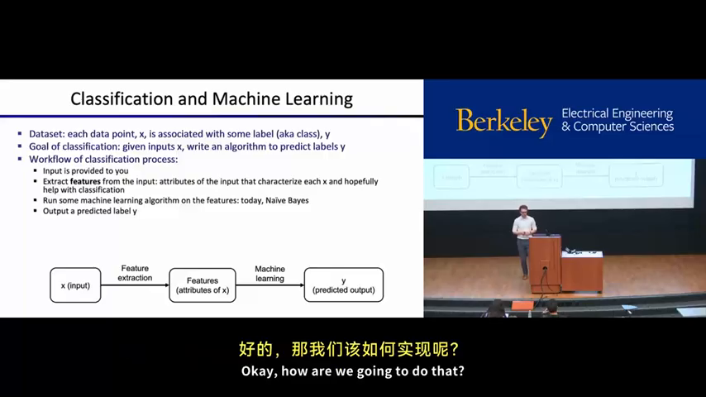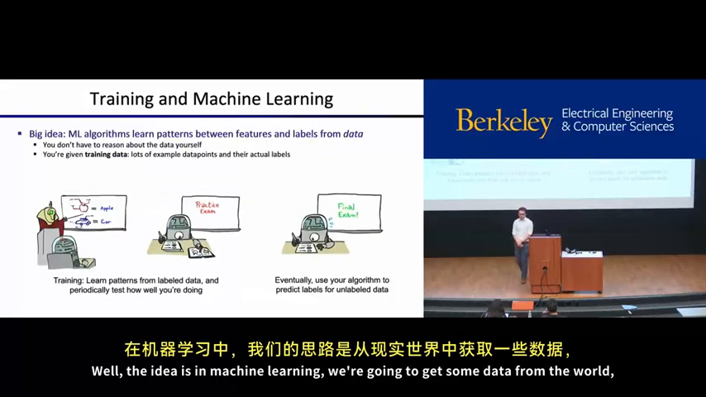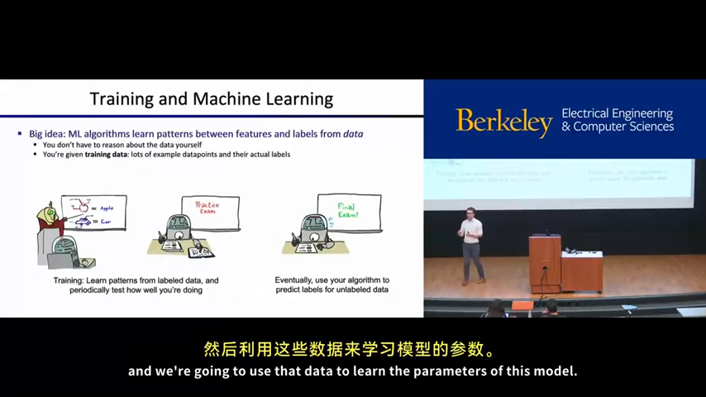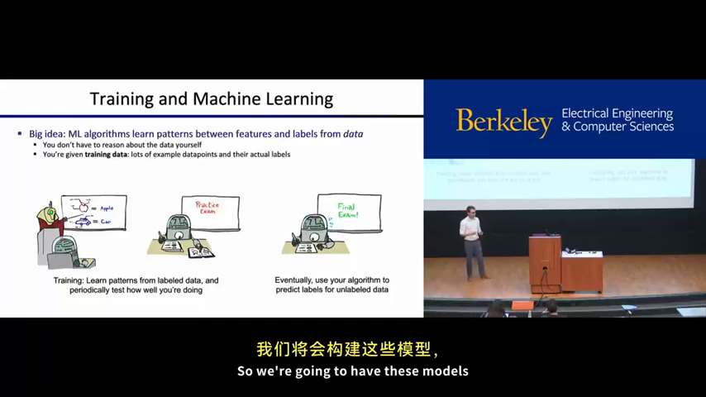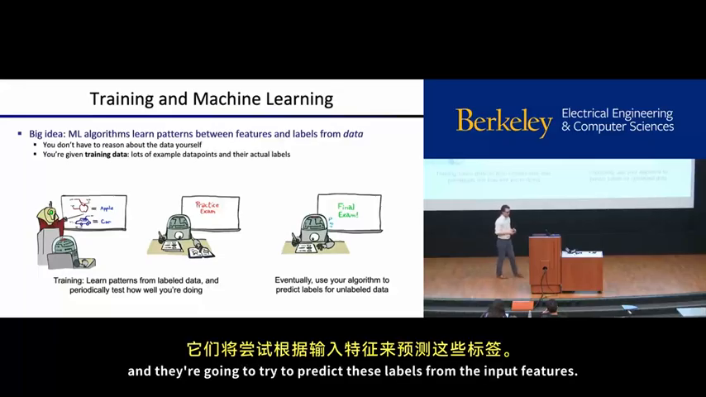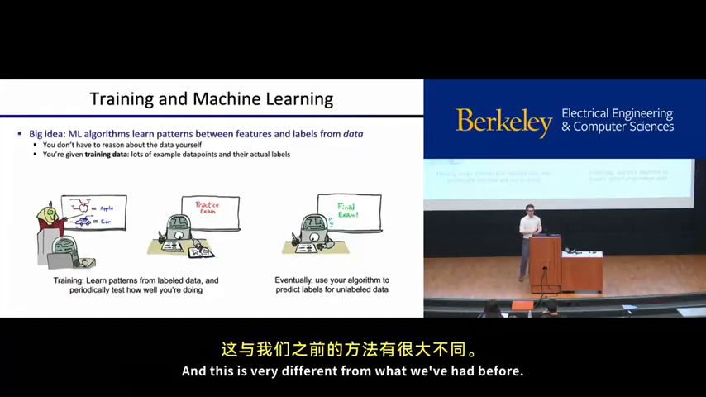Okay, how are we going to do that? Well, the idea is, in machine learning, we're going to get some data from the world, and we're going to use that data to learn the parameters of this model. So we're going to have these models, and they're going to try to predict these labels from the input features. And this is very different from what we've had before.